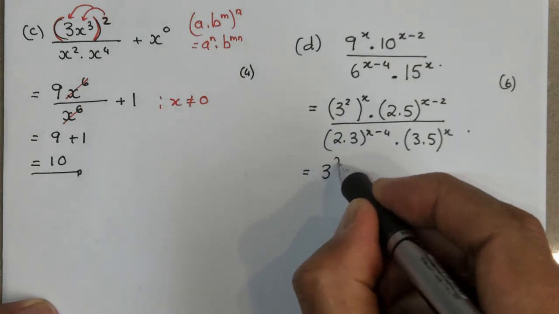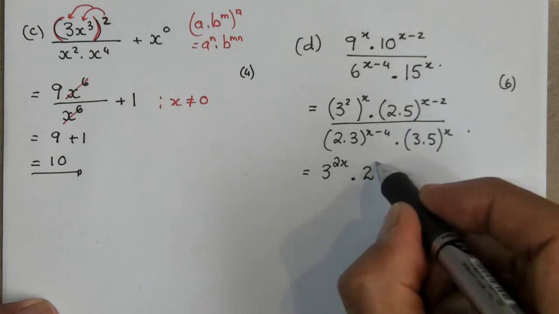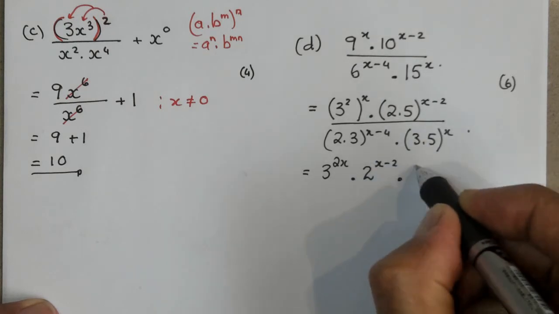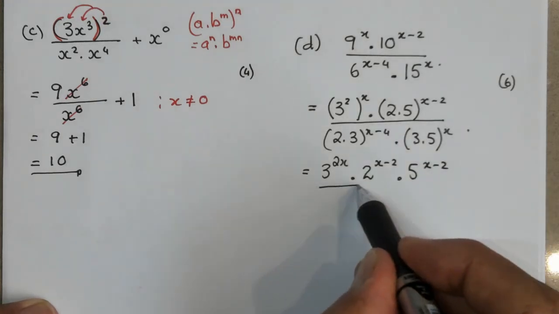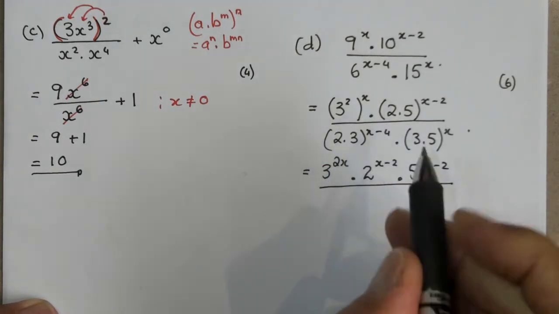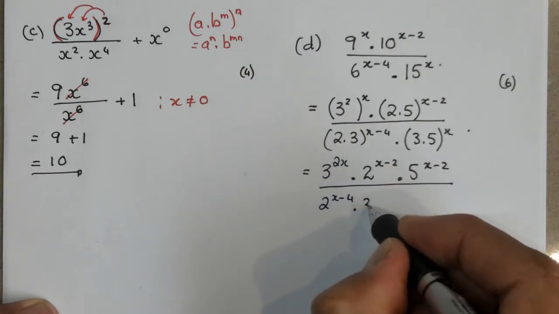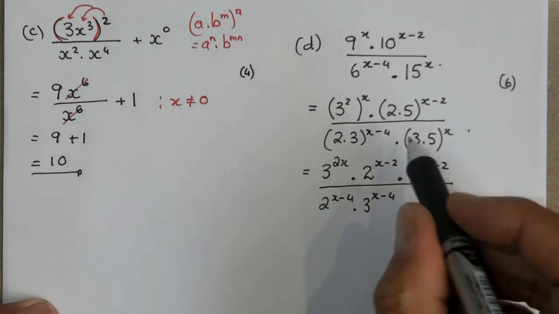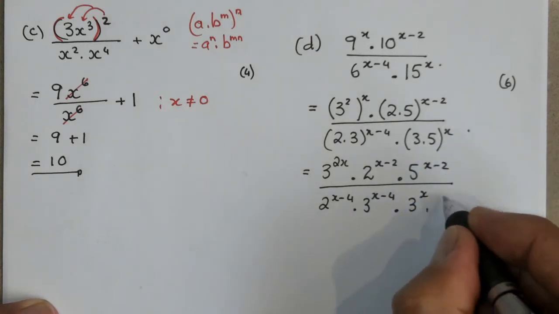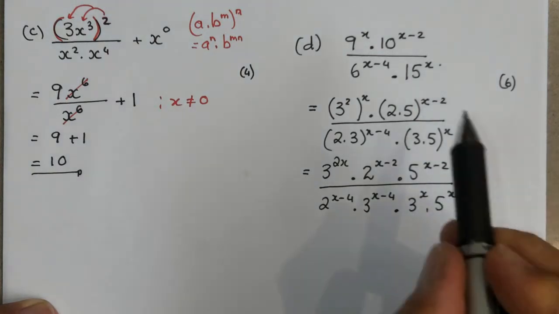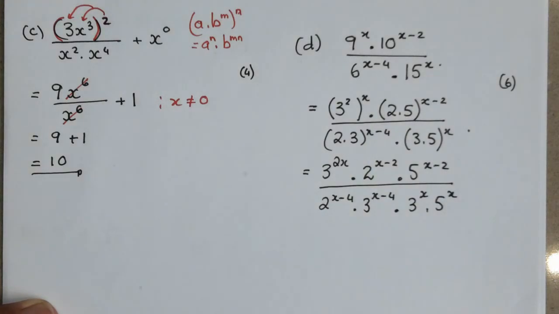So that will be 3 to the 2x multiplied by 2 to the x minus 2 multiplied by 5 to the x minus 2 divided by 2 to the x minus 4 multiplied by 3 to the power x minus 4 multiplied by 3 to the x multiplied by 5 to the x. Now remember, the power goes in its full entirety to each of those bases.